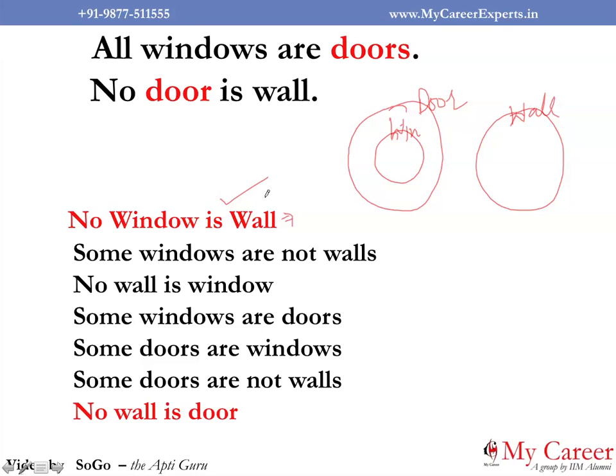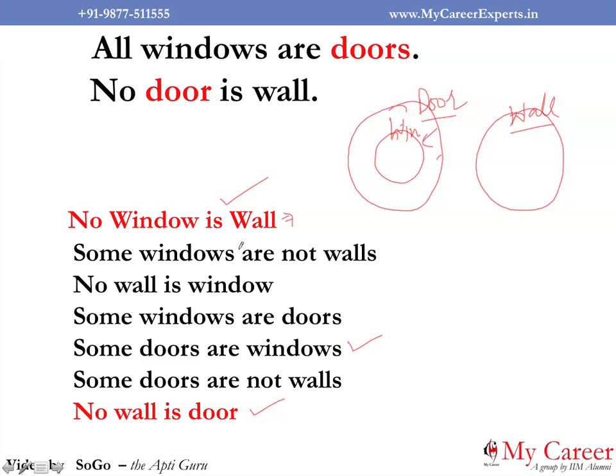So we can see no window is a wall, as we don't have any relation. Also, we see door and wall don't have any relation. So no wall is a door. Then we have some doors are windows. Some doors are not walls. So these doors are not walls.